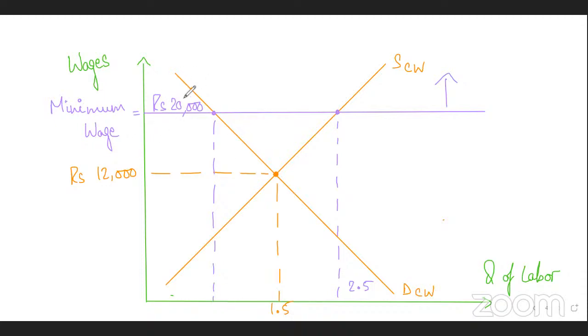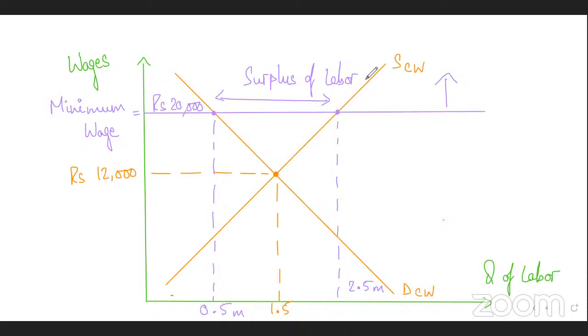Now, since this wage rate is higher than the equilibrium wage, obviously demand would be less. So let's say it is equal to 0.5. So 0.5 million people are demanded by companies at 20,000 rupees per month, whereas 2.5 million workers in Pakistan are willing to work at this wage rate. So what that actually creates is a surplus of labor. More people are available to work compared to what is being demanded, and that is how government is creating an inefficiency in the labor market.